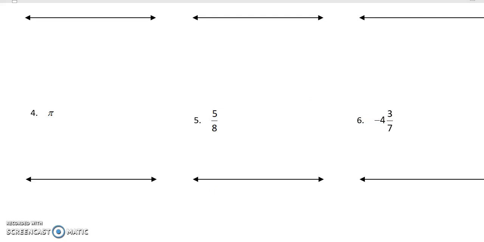Okay, so that's how we classify numbers according to what subset they belong to. Hopefully you get the idea here. And again, in class on Monday, feel free to ask me any questions you might have.